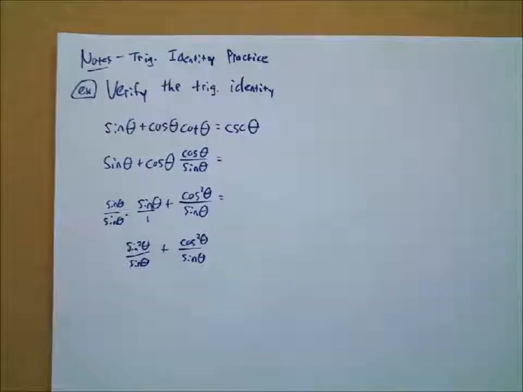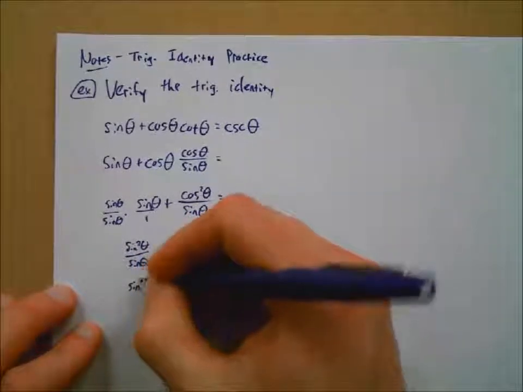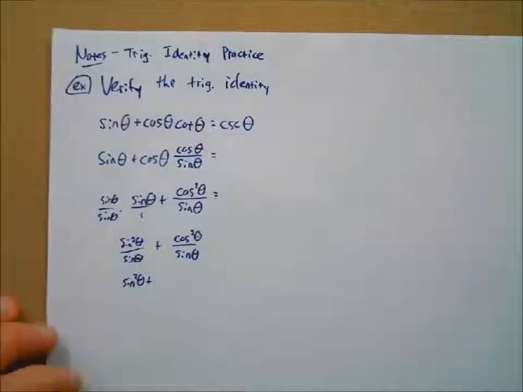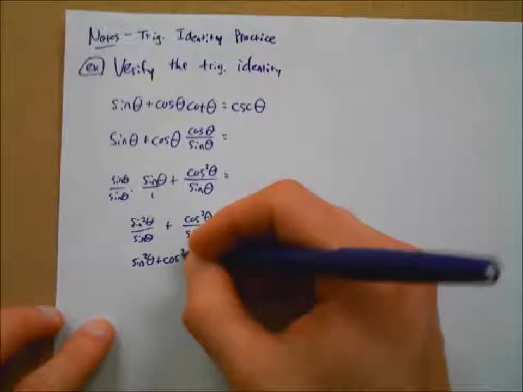Okay. Do we have like terms now? Yes, we do, right? We can combine those to a single fraction. And that single fraction will be sine squared theta plus cosine squared theta all over sine of theta, right?